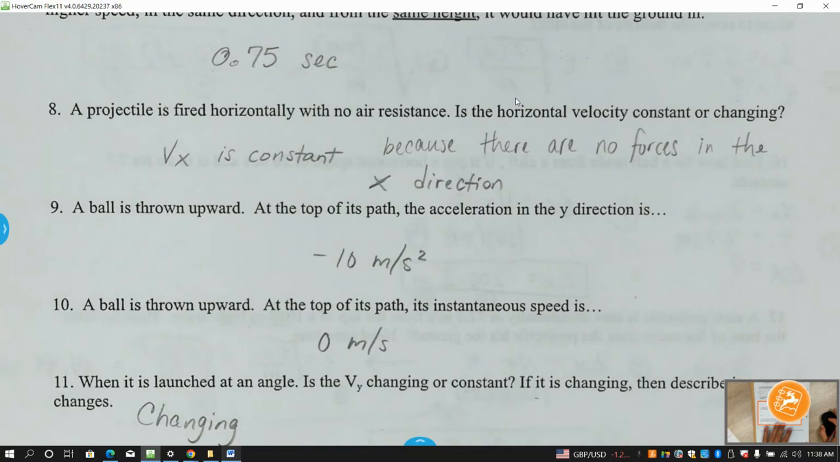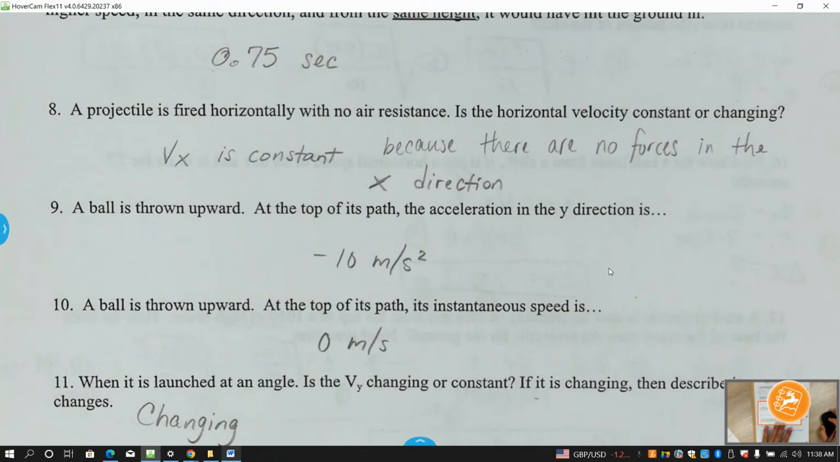A projectile is fired horizontally with no air resistance. Is the horizontal velocity constant or changing? The Vx is going to be constant because, again, we're neglecting air resistance. There are no forces in the x direction that are going to cause it to speed up or slow down.